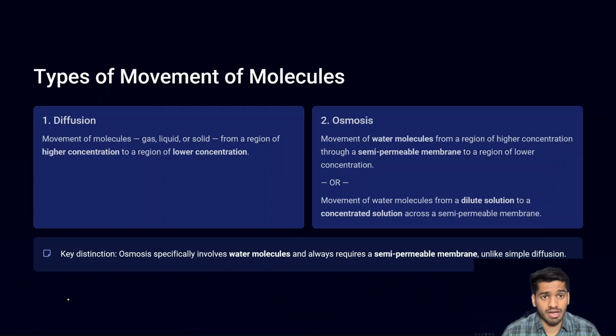Now we are going to understand the types of movements of molecules. First of all, there are solid, liquid, and gaseous states. So how are these molecules moved? The first type is diffusion. There are a few types that we are going to study.